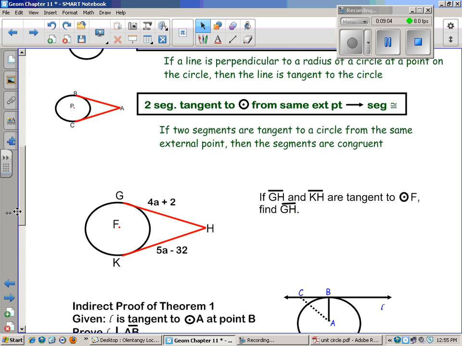So it says if GH and KH are tangent to circle F, remember circles are named by their center, find GH. Go ahead and do that real quick.